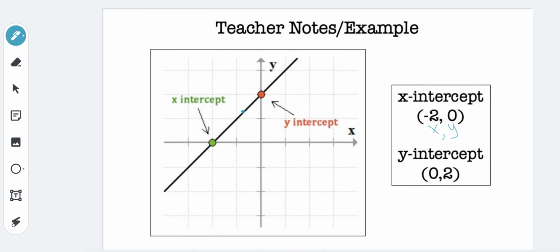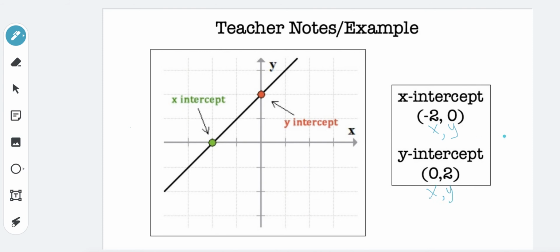Now let's take a look at the y-intercept. Again, the y-intercept is the point of the graph where it touches the y-axis, right? And the key thing about this location is at 0 and 2. So notice the x value this time is 0 and the y value is 2.